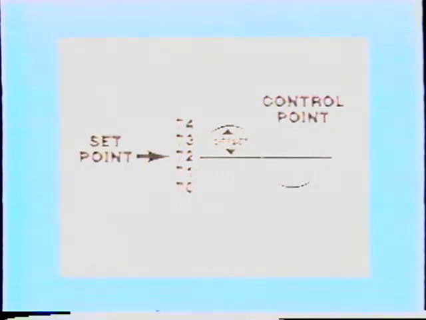Offset can be described as the difference in value between set point and control point of a controlled variable. This offset is caused by load changes in the controlled variable and the corresponding limited output pressure change of the controller.